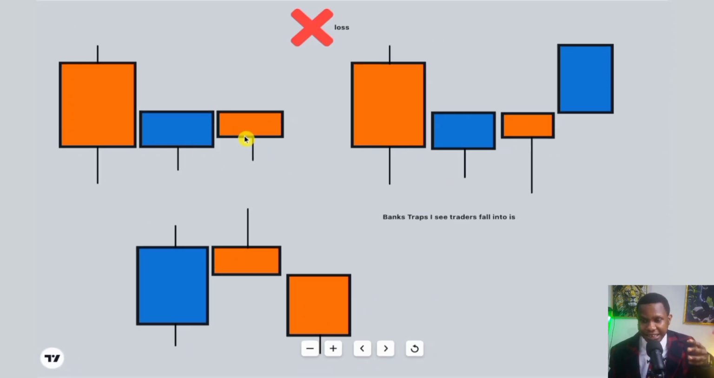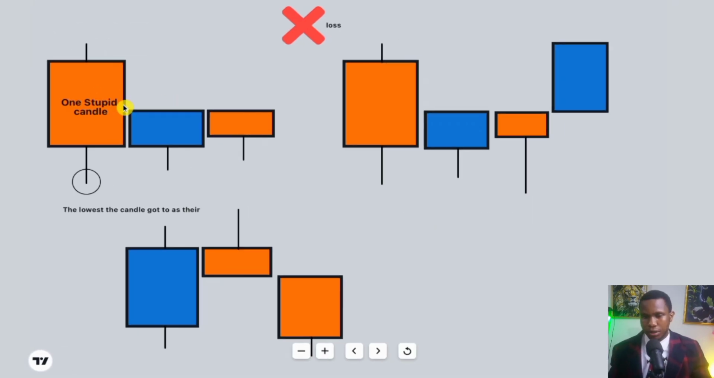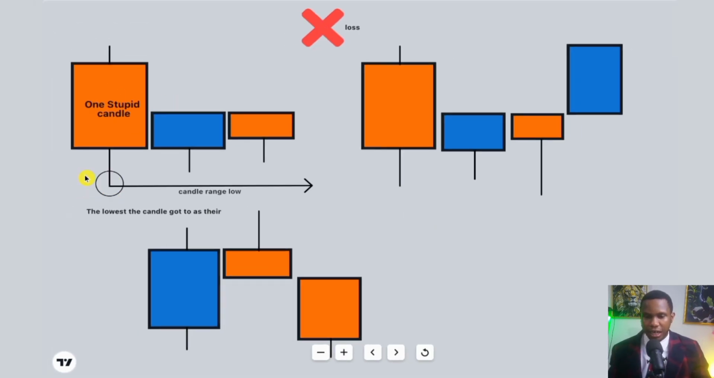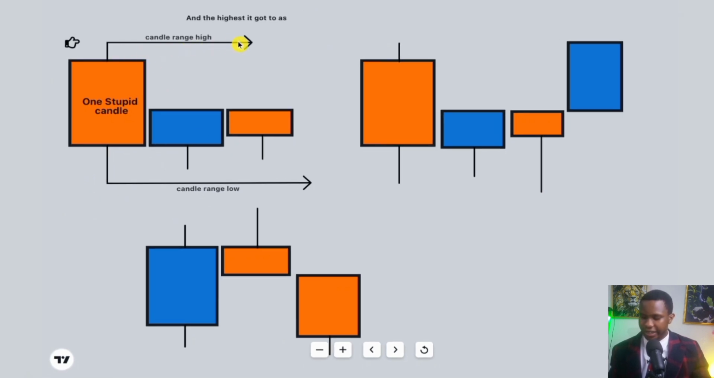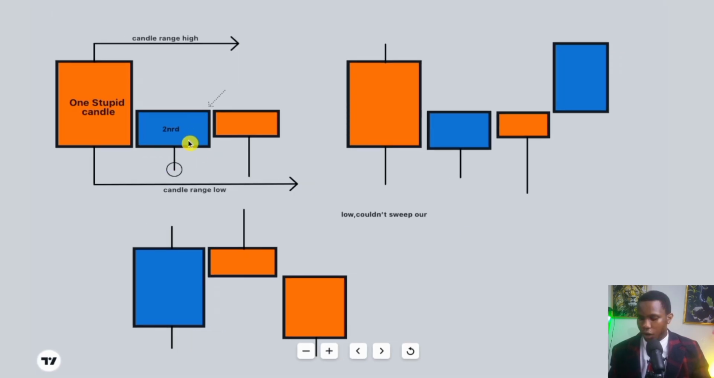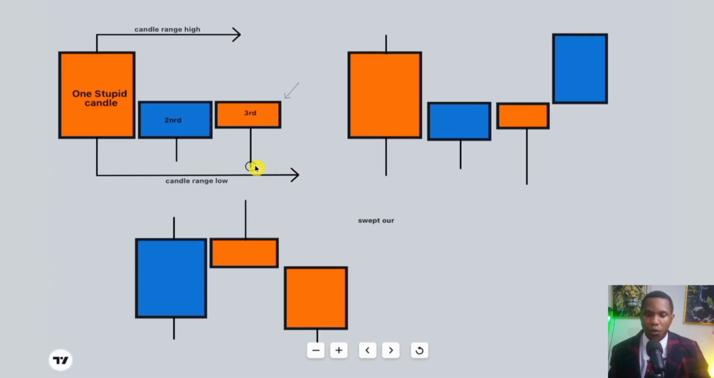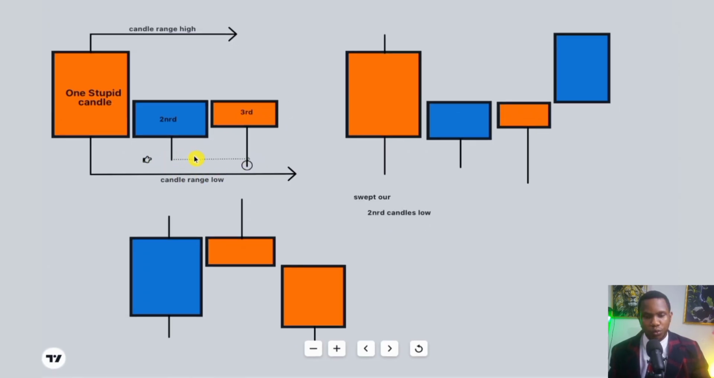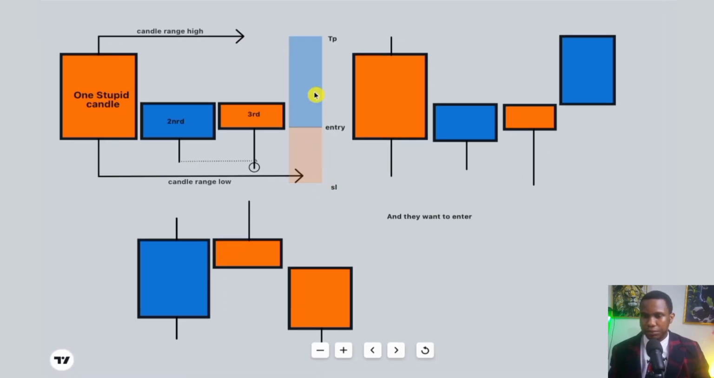Bank traps I see new CRT traders fall into is they mark out here as their one stupid candle, the lowest this candle goes to as their candle range low, and the highest this candle goes to as their candle range high. Can you see our second candle low couldn't sweep our candle range low, and our third candle swept our second candle low. So new traders will make their entry, stop loss, and TP at this candle range high, and you what?